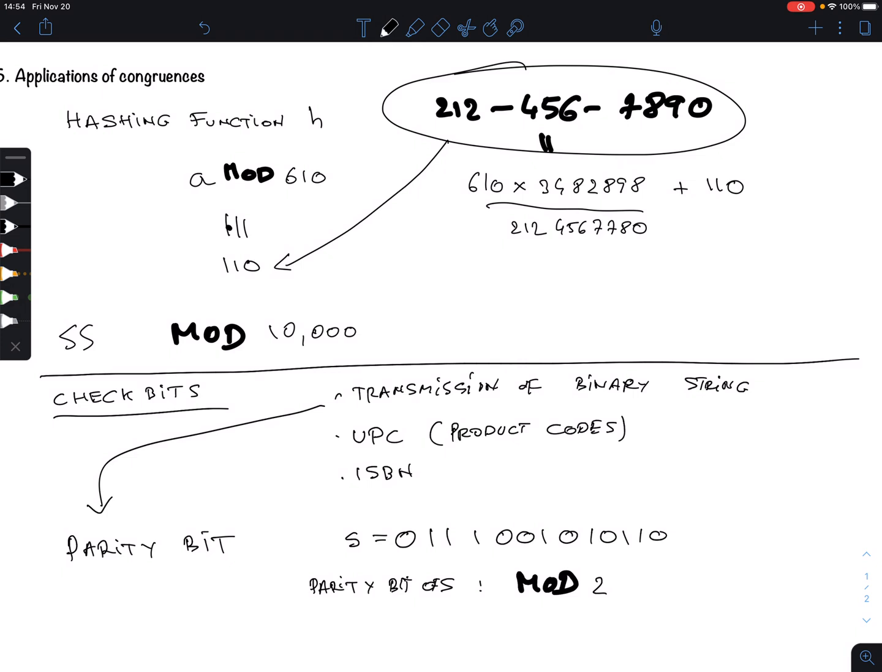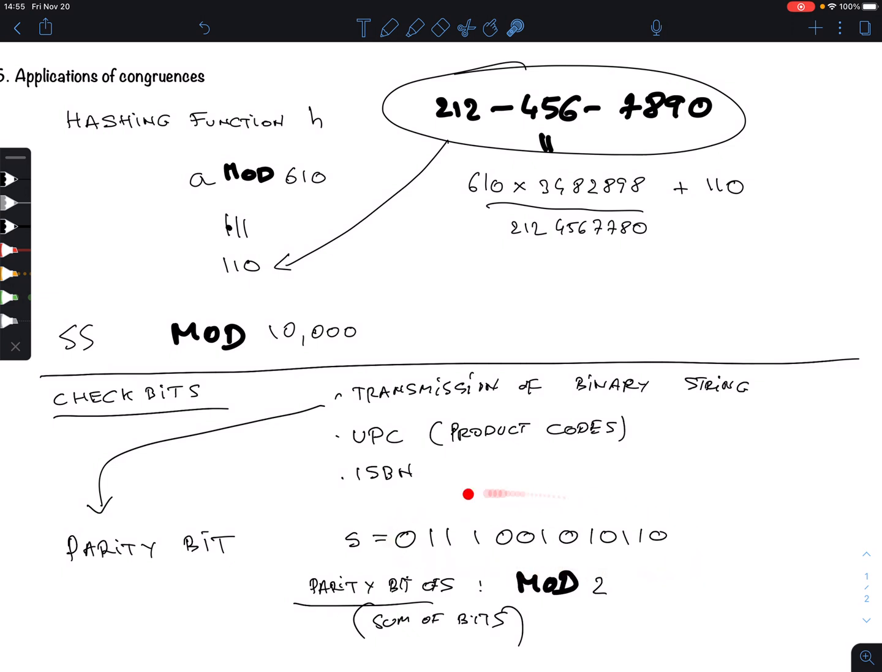Okay, sorry, I said something perhaps confusing. What I said is all right, but how does it work? The parity bit of S is mod 2, but what you take is the sum of the bits, and that you take mod 2. Okay. Sorry, it might have been a bit misleading, what I said.